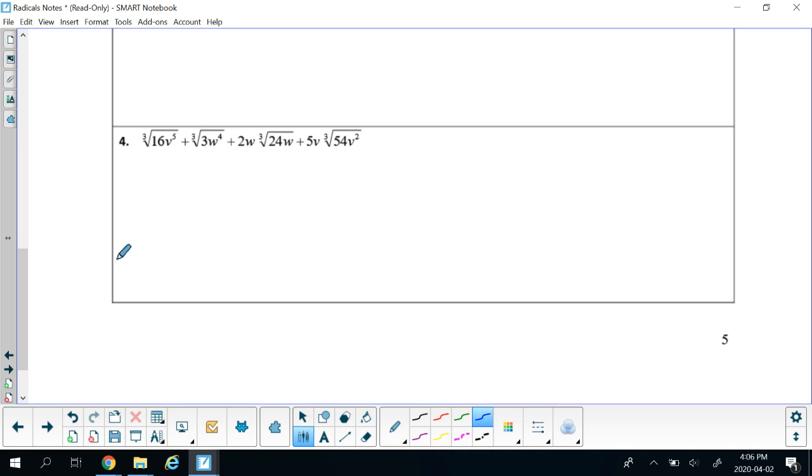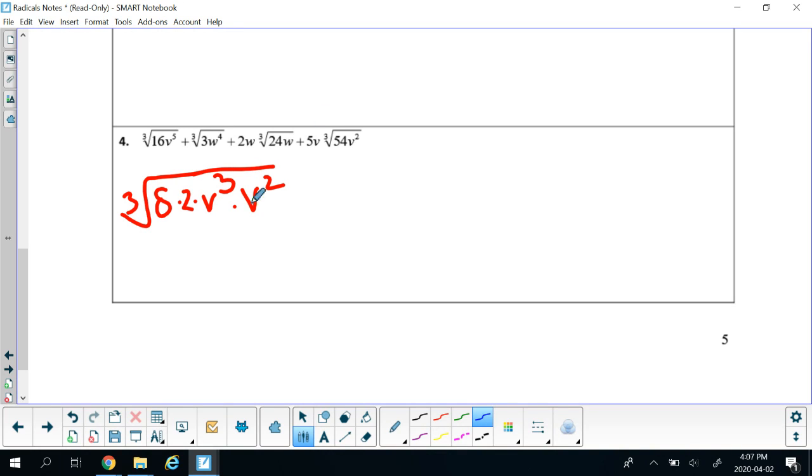Okay, in question number 4, we have 1, 2, 3, 4 terms. And then we also have the same index for all these 4 terms. Index is 3, but our radicands are different. Okay, so we try to simplify these radicands first. Okay, so 16 can be written as 8 and 2. Because index is 3, I'll break 16 in terms of a perfect cube number. Okay. And v to the power 5 can be written as v cubed into v squared.